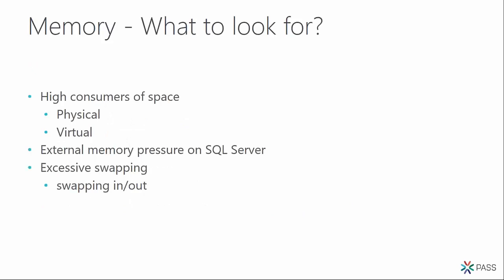So what do we want to look for when we are looking at memory? We want to look at high consumers of space, both physical and virtual. And if there is a disconnect between the two, if I have a large virtual allocation and a small physical allocation, I want to understand why. Did it page out for time? Did it page out for pressure? Am I swapping right now? Those are the questions that I need to answer very quickly.